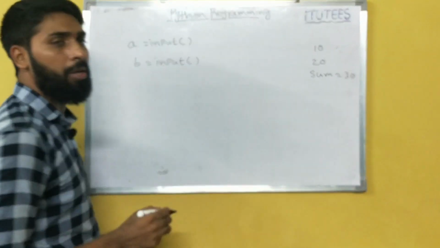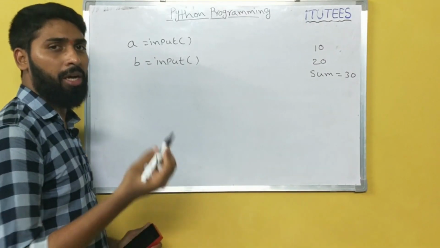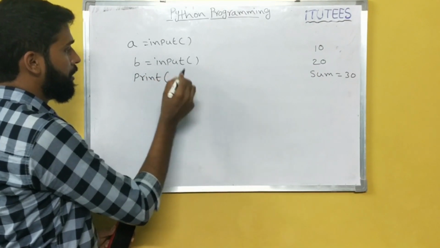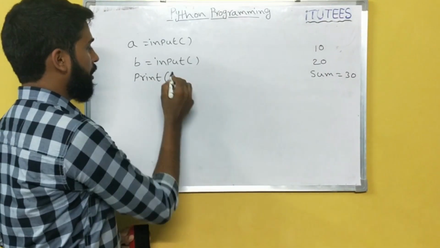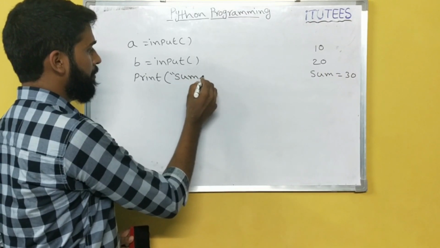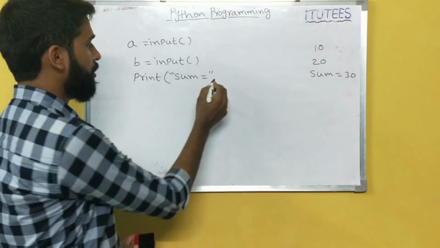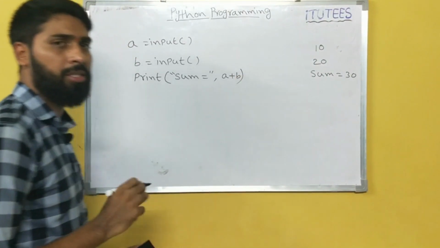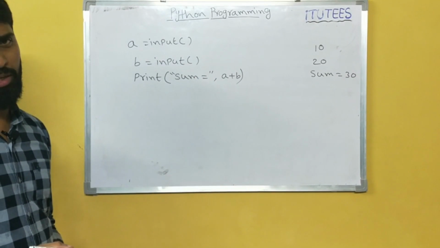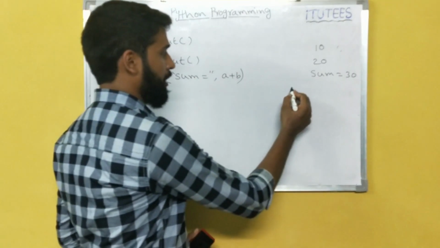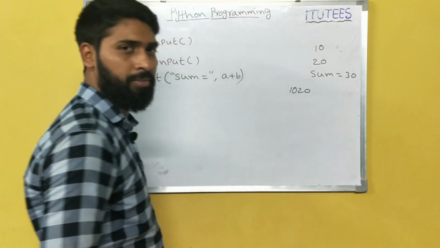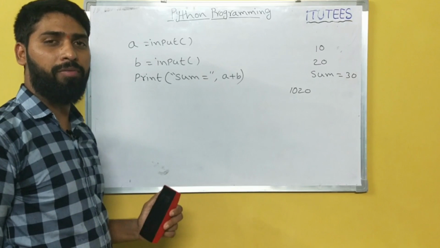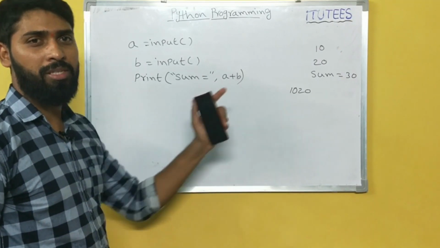Next I am going to print the sum. To print the output onto the console, I use the print function. Print, what I want to print: sum equals, comma, A plus B. That's it. So now it prints sum equals... actually it prints 10, 20. But we expected 30. Why? Because whatever you read from the keyboard is in the form of a string.